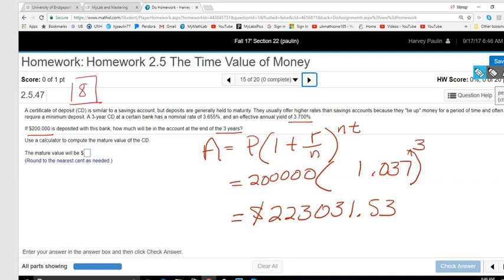Okay, for the use of your money for 3 years, you will be earning over $23,000 if you have this kind of money. And of course, that's what all of these relate to, the time value of money. Once again, picking out the right formula, answering the question that they're asking.